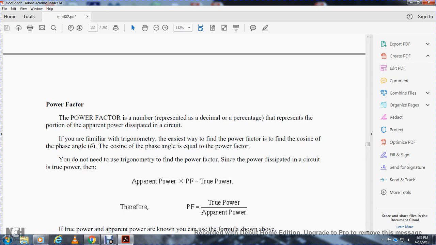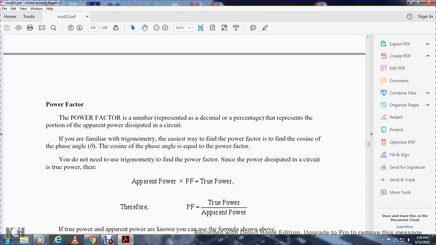Alright, power factor. The power factor is the number, represented with a decimal or percent, of the portion of the apparent power dissipated in the circuit. If familiar with trigonometry, the easiest way to find the power factor is to find the cosine of the phase angle. The cosine of the phase angle is equal to the power factor. You need to use trigonometry to find the power factor.